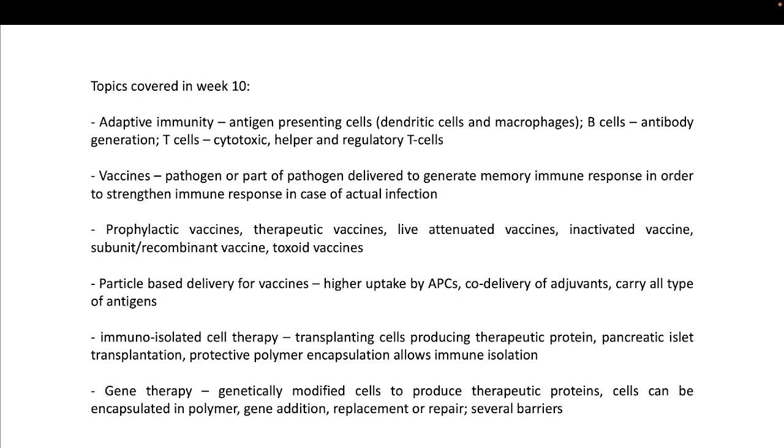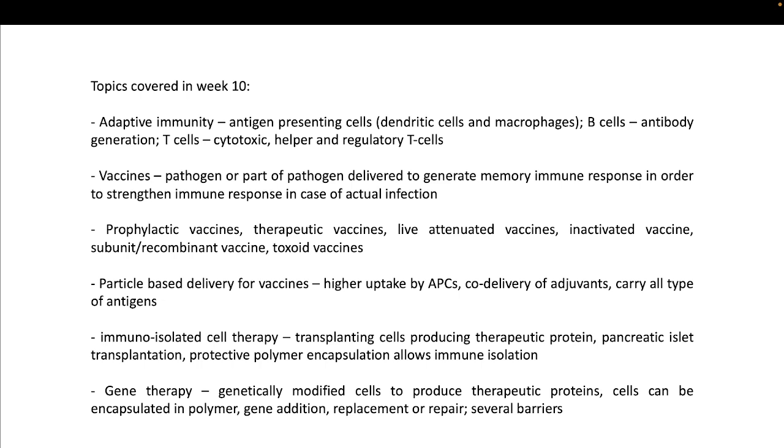So these are a few types of vaccine, and then going ahead, particle-based delivery for vaccines was discussed in this week. So now you have to look for a method to deliver this vaccine. Let's say you have designed a very good vaccine, and now you're looking for delivery of this vaccine into the patient's body. So there are several particle-based delivery methods for vaccine.